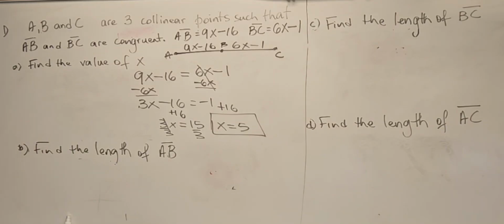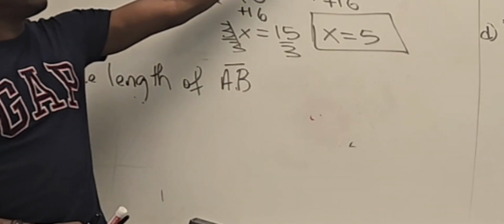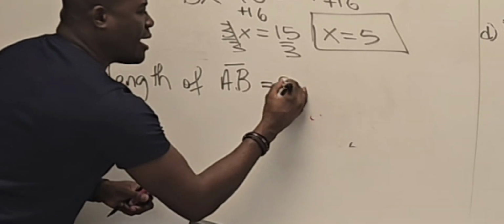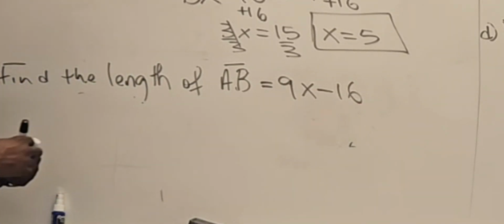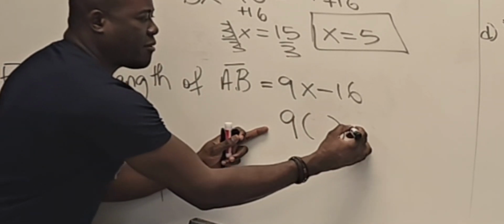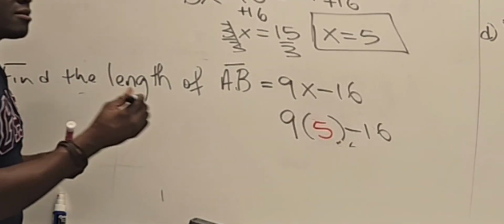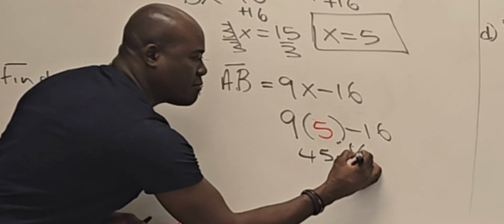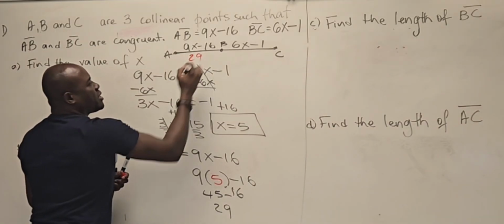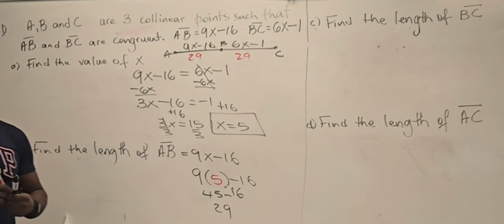Now, if I know that x is 5, then I am able to find the length AB because AB is represented by 9x minus 16. Remember that we know what x is. X is 5. So right here, I'm going to have 9 times 5. 9 5s, 45, minus 16, that's 29. So I found out that this piece here is 29. Based on that, I would already know what this is. It's 29 too, because they told me that they're congruent.